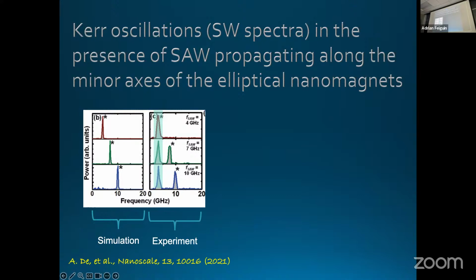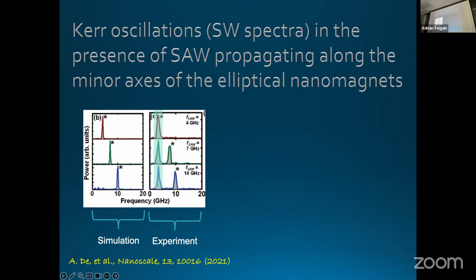Let's look at the experiment. If you launch a SAW propagating along the minor axis at 4 gigahertz, what do we see? We see that this 4 gigahertz peak gets amplified. Launch a SAW at 7 gigahertz, which is also an intrinsic mode frequency. That one gets amplified, but the 4 gigahertz stays there, doesn't go away. Launch a SAW at 10 gigahertz, another intrinsic mode frequency. That mode is amplified, and 4 gigahertz stays there, doesn't go away.